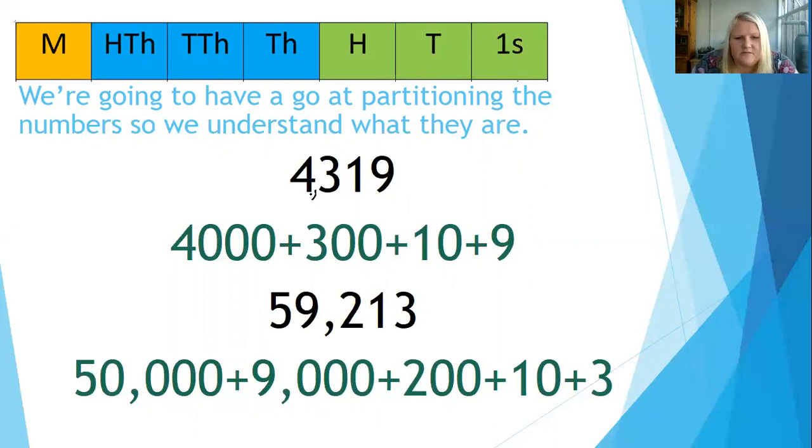The next number, this one here, is 59,213. So we've got 50,000, add 9,000, add 200, add 10, add 3. And if you put all those together, we get 59,213. If that's a little bit like, oh, I'm not sure about that, that might be a little bit tricky for me right now, that's absolutely fine.